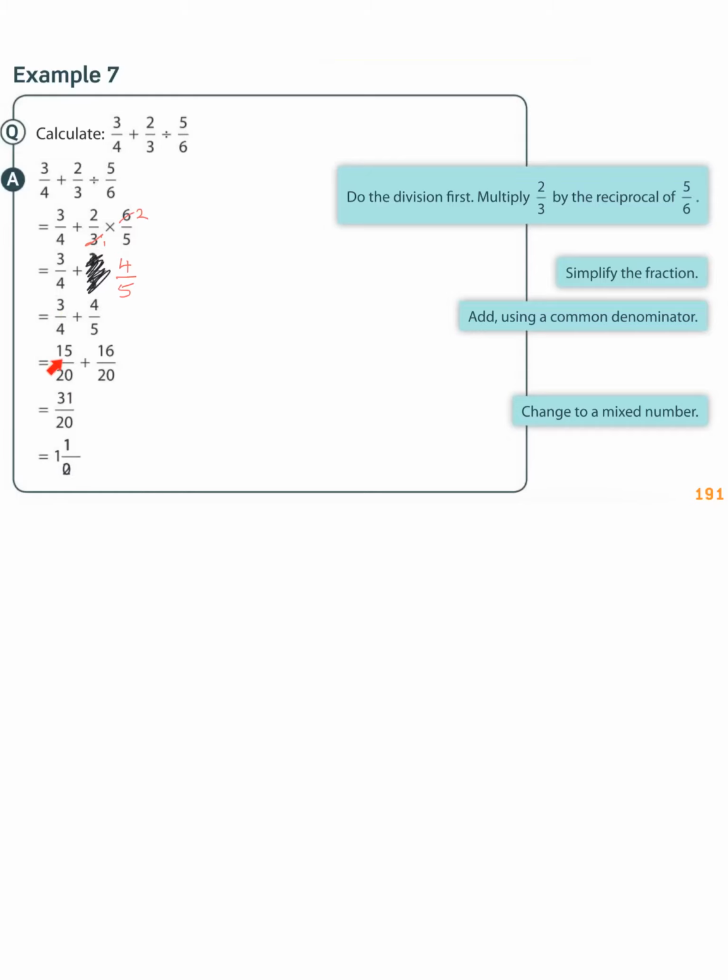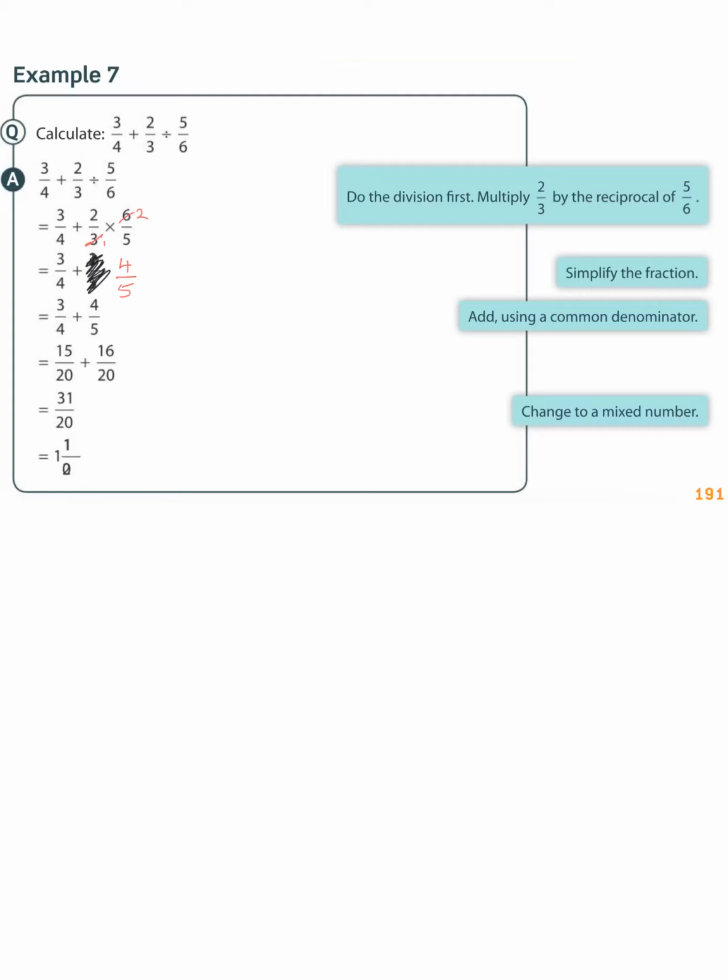3 times 5 is 15. How did we go from 5 to 20? We multiplied the bottom by 4, so we have to multiply the top by 4, and it's 16/20. Now we can just add the top numbers. And that's 15 and 16 is 31. 31/20. And there's a bit of a mess here. So let's have a look at that, fix that.